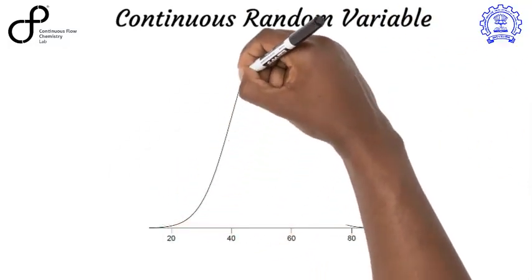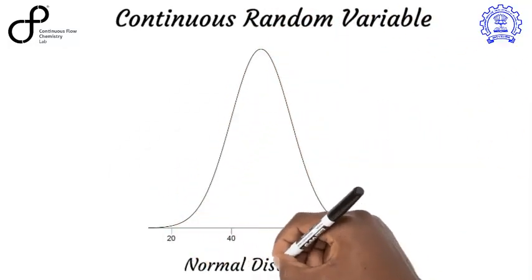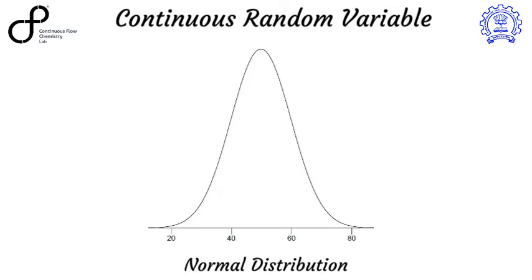Please note that a normal distribution is an example of continuous variable. In subsequent sections, we will be discussing how to find out the probabilities in case of normal distributions.